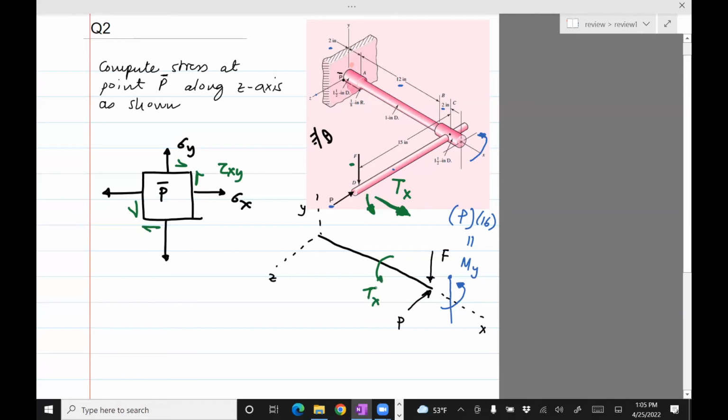F will also cause a bending moment, and that bending moment would be in sort of this direction. So if you curl the fingers of your right hand along this arrow, then your thumb will point in this direction. So that will be a moment, as you can see, along the Z-axis. The Z-axis is right there. So it's going to be in this fashion.